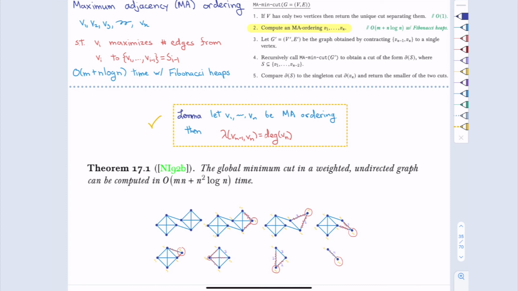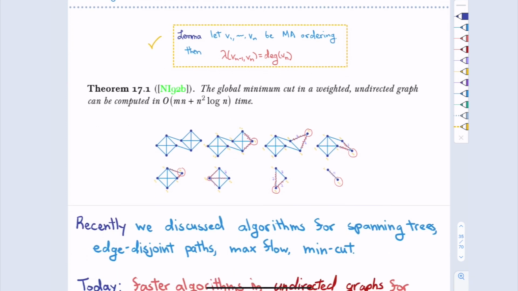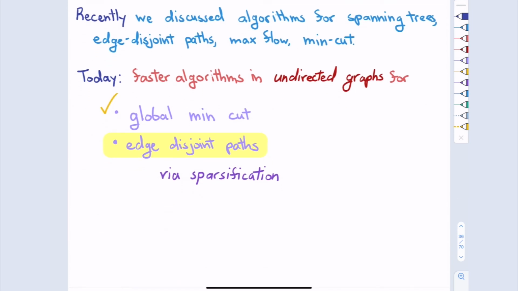All right, that was a long analysis. Then I will go more quickly through the second part. What details I don't quite cover will be explained in greater detail in the notes. There will be some stuff you can still black box. Alright, so the global minimum cut, we did some clever algorithm. Now let's talk about edge disjoint paths, or really max flow in unweighted undirected graphs.